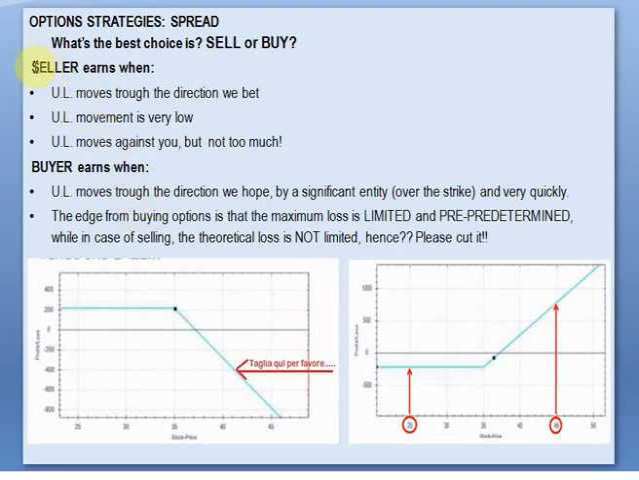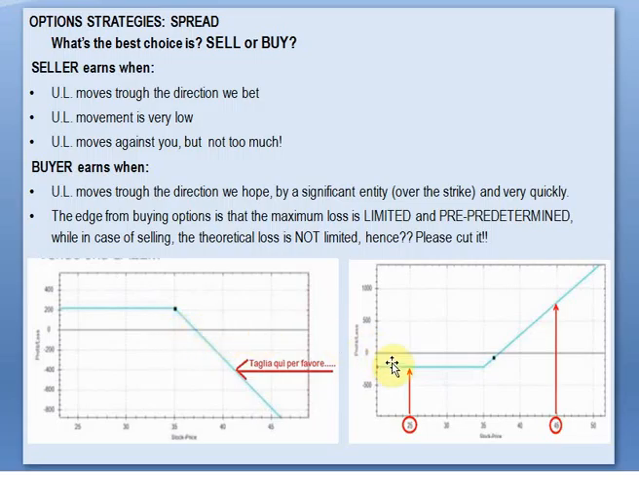Alright, let's focus on what the seller earns when he's selling his option. When you sell an option, let's say the underlying is somewhere here when I sell the option. In this case, I earn if the underlying moves in the direction we bet. In this case, we are bearish. We earn even when the movement is pretty low, and we earn even if the underlying movement is against me, but not too much.